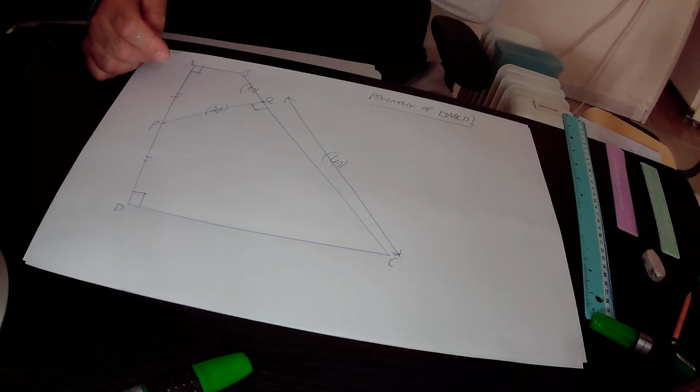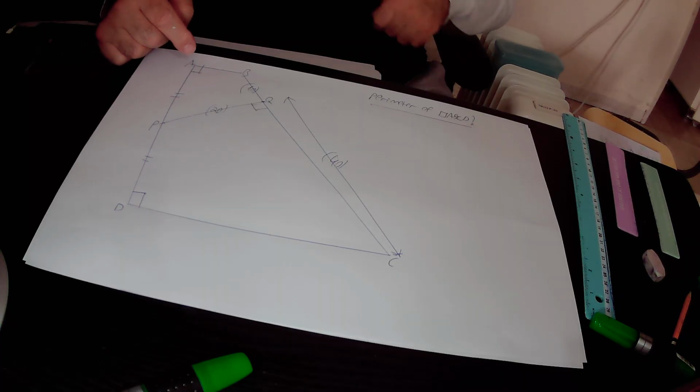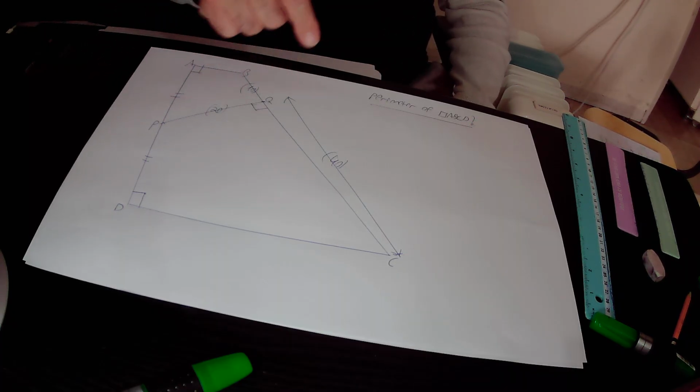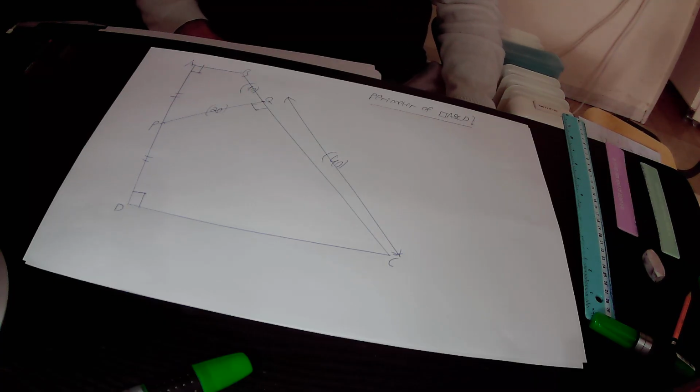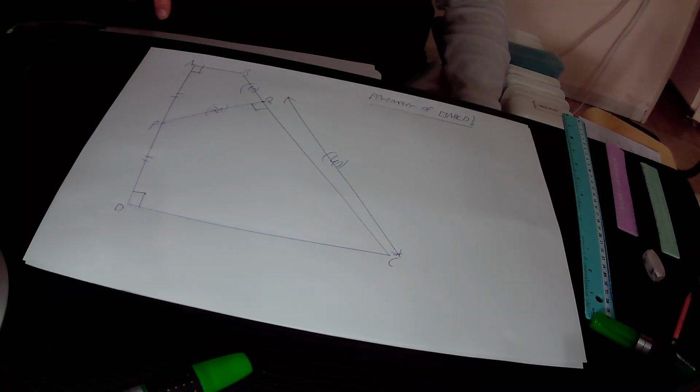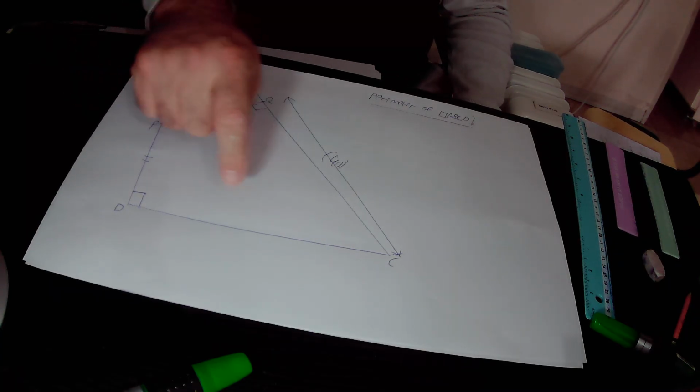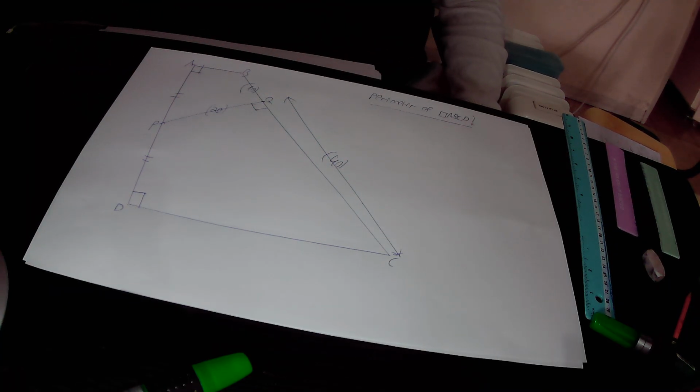Again, our task is to find out the perimeter of this quadrilateral ABCD. What is a perimeter? A perimeter of a quadrilateral is the sum of its four side lengths. That is to say, it is equal to AB plus PD plus DC plus CB. That is the perimeter of this quadrilateral ABCD.